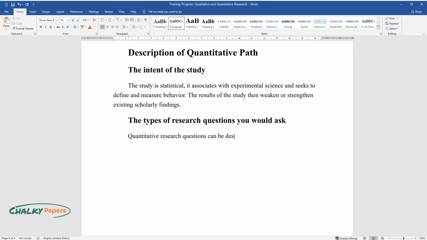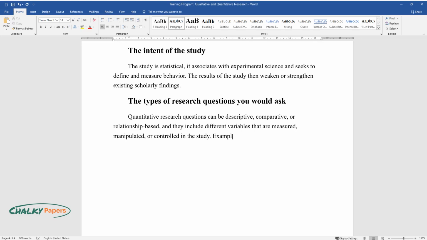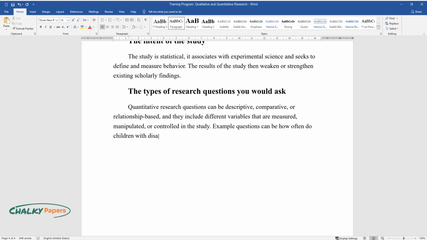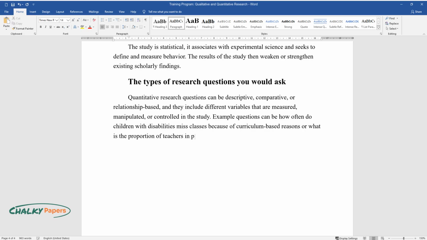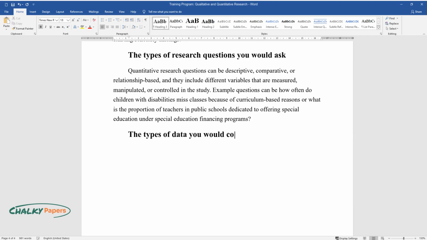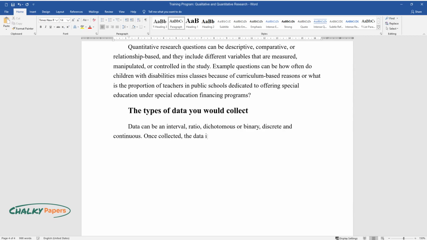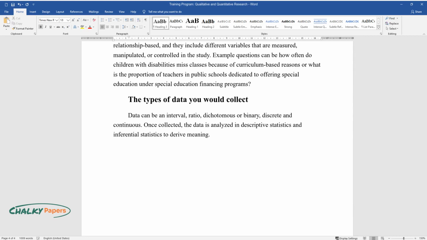Quantitative research questions can be descriptive, comparative, or relationship-based, and they include different variables that are measured, manipulated, or controlled in the study. Example questions can be: how often do children with disabilities miss classes because of curriculum-based reasons, or what is the proportion of teachers in public schools dedicated to offering special education under special education financing programs? The types of data you would collect. Data can be an interval, ratio, dichotomous or binary, discrete and continuous. Once collected, the data is analyzed in descriptive statistics and inferential statistics to derive meaning.